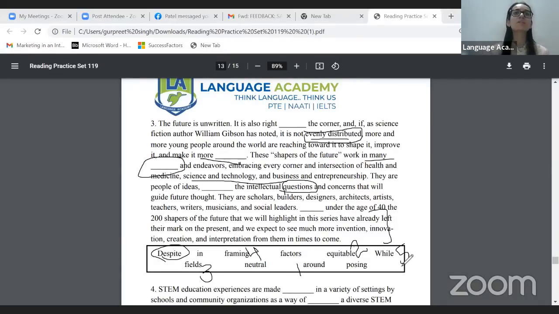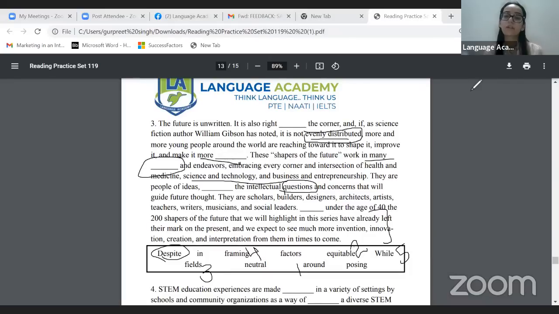While here actually means being under the age of 40. They just want to say that these are not very old people. They are less than the age of 40, and they have done so much for the future already. They have already left their mark. So there's nothing positive and negative. Unless and until we have a contrast, we cannot go with despite, right? So good attempt. Any confusions, anybody here?